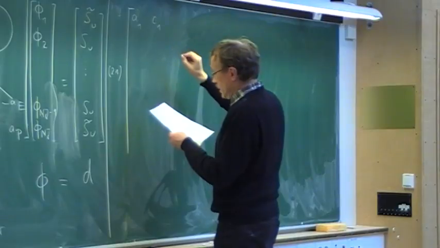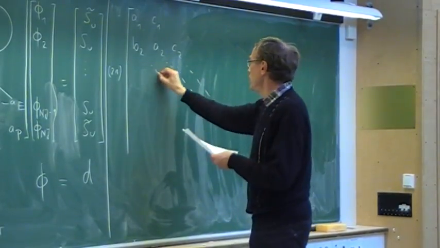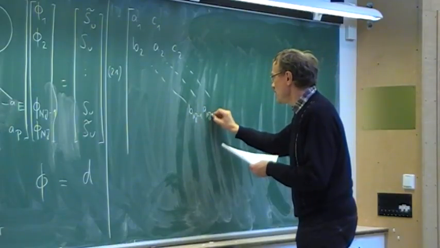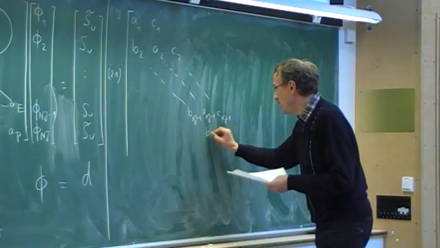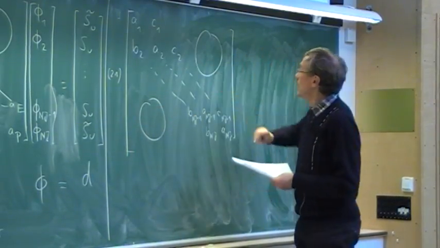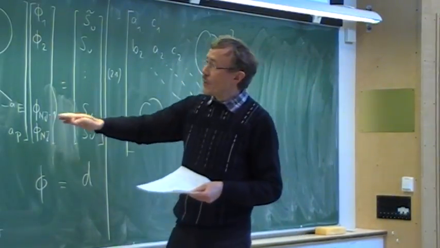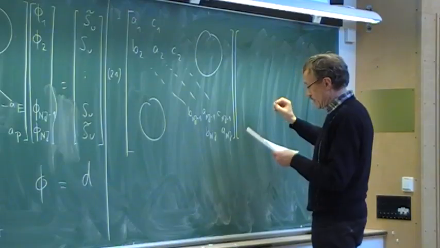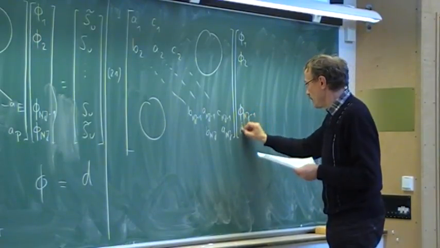Then we have here the C1, the B2, the A2, the C2, and this will continue all the way down to BNJ minus 1, ANJ minus 1 and CNJ minus 1. The last row will contain the BNJ and the ANJ. The rest is again 0. You see the notation is that the A with index corresponds to the AP, the B with index corresponds to the minus AW, and the C with index corresponds to the minus AE. The unknowns are the same: phi 1, phi 2, phi NJ minus 1, phi NJ.